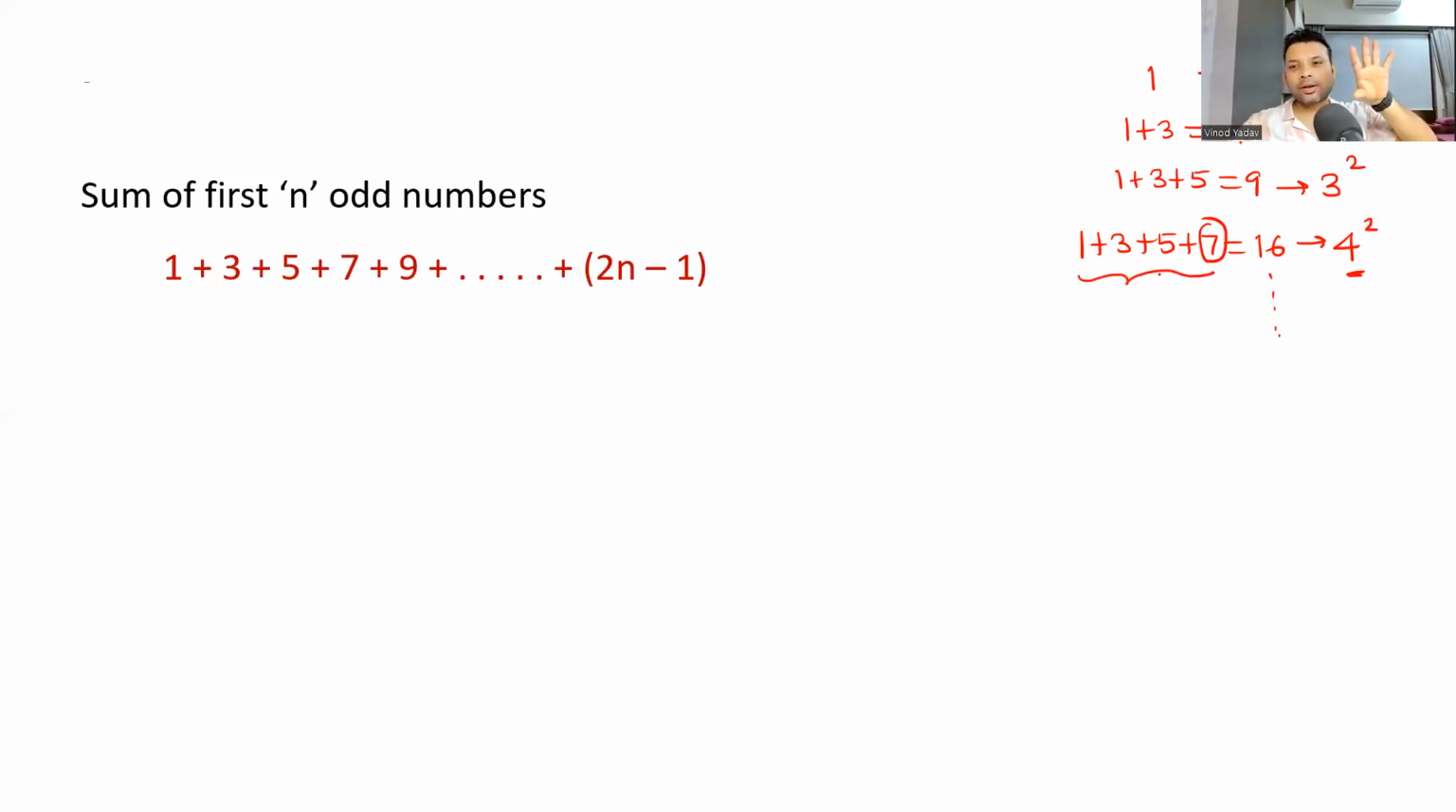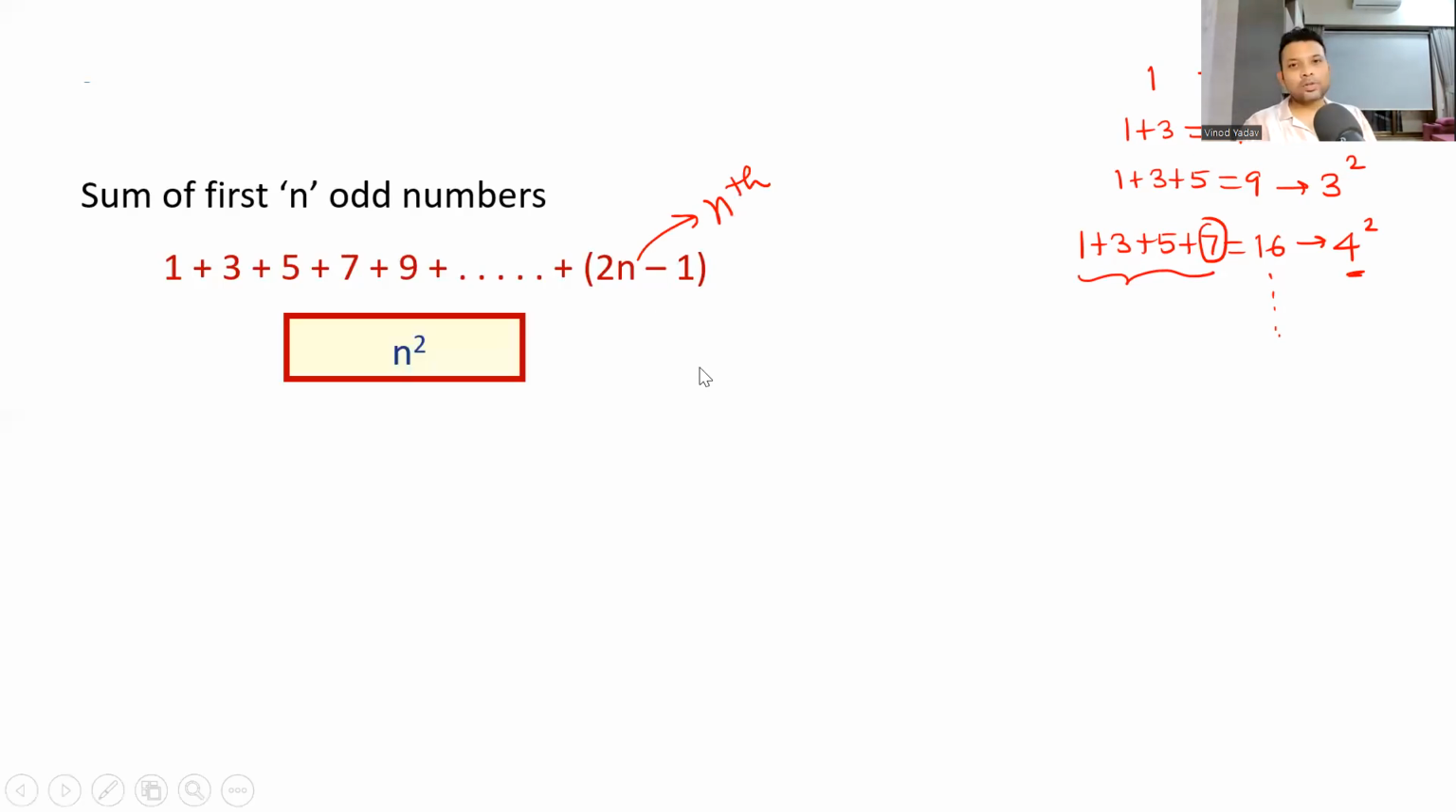Last वाले odd number का square नहीं. So you have to count the number of odd numbers. Whatever that count is, uska square. This 2n minus 1 is nothing but nth odd number. All right. So the answer is n square. So if you add all these odd numbers, it is n square.